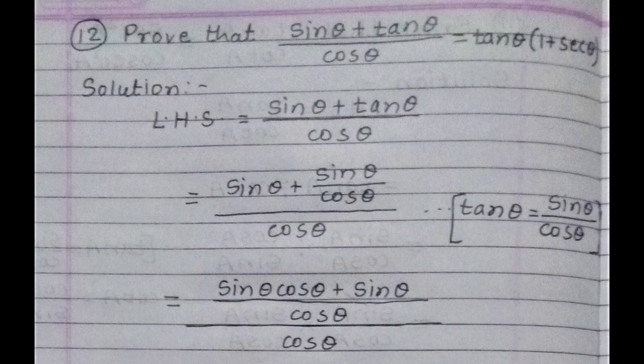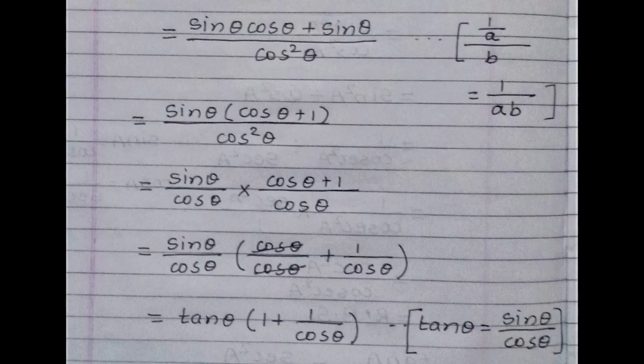Now, as I showed you here, 1 upon A upon B is equal to 1 upon A into B. So, cos theta upon cos theta, that is cos square theta. So, you can write sin theta into cos theta plus sin theta, whole divided by cos square theta. Now, sin theta common, so sin theta into bracket cos theta plus 1. Now, the denominator is cos square theta.